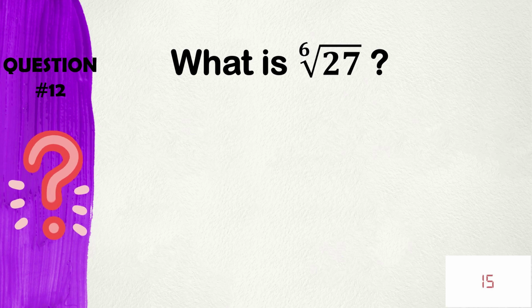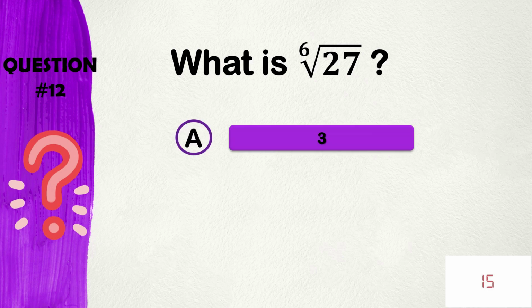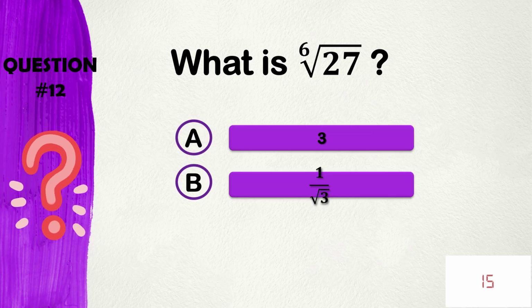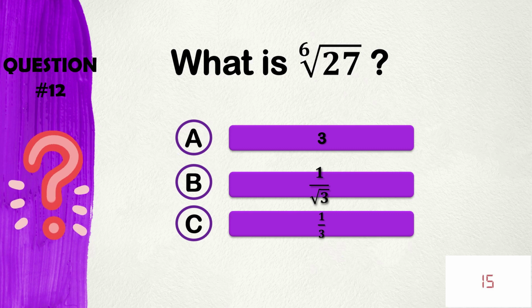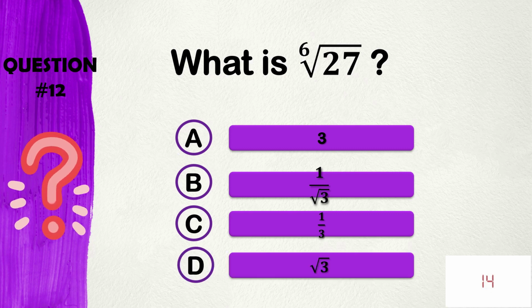Question number 12. What is the sixth root of 27? Letter A, 3. Letter B, 1 over the square root of 3. Letter C, 1/3. And letter D, square root of 3.